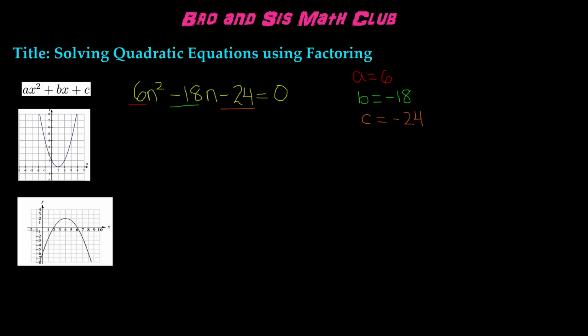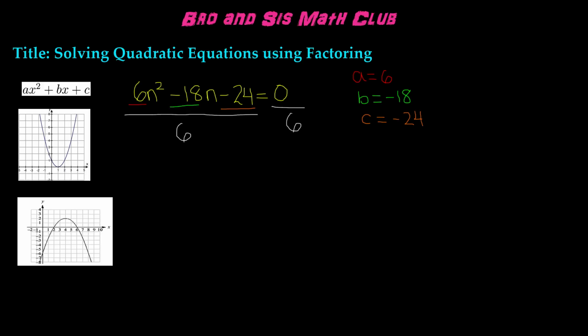So since all of our values are divisible by the a value, we will go ahead and divide. We will divide both parts of this equation by the a value, which is 6. And remember, you have to do it on the right-hand side as well.